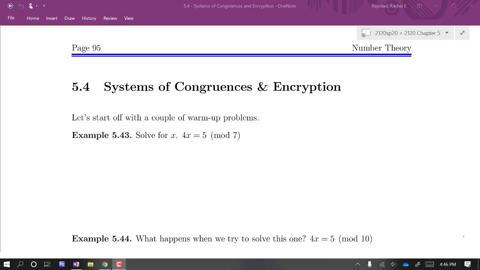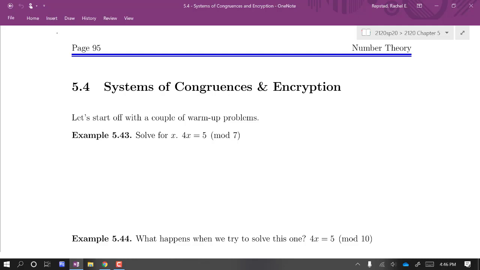Right, in this section we're going to finish up Chapter 5 and look at how we can use matrices to help us with encryption. We're going to start with a couple of warm-up problems. First, suppose we want to solve the equation 4x is equal to 5 mod 7.